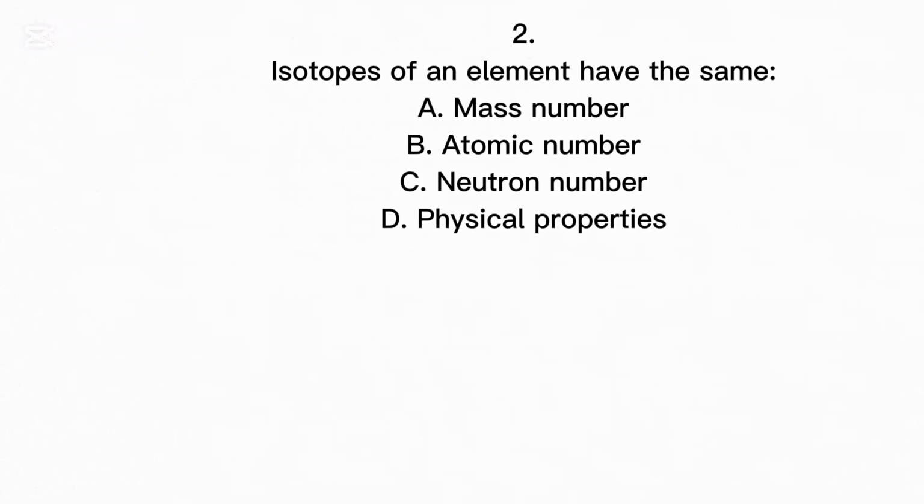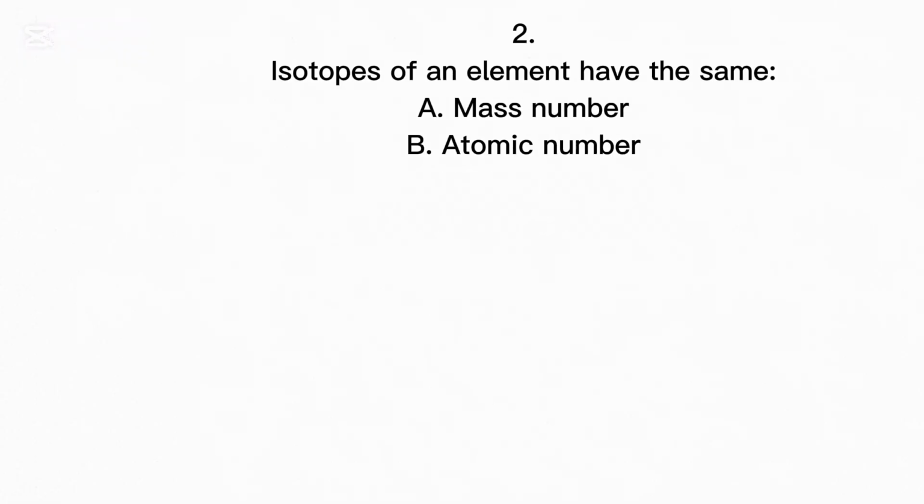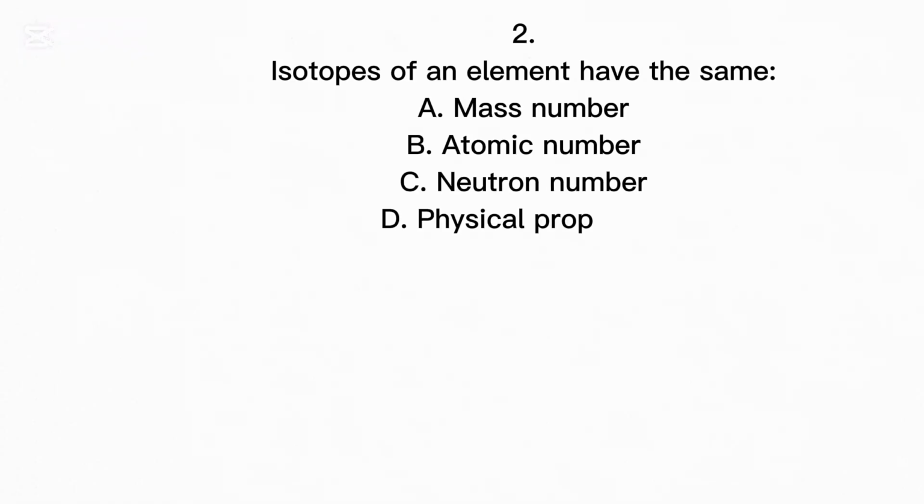Question 2. This question is very simple, but students do fail this type of question. The reason is that they think the question is too simple. Now, this question is being tweaked. The question is: isotopes of an element have the same A. Mass number, B. Atomic number, C. Neutron number, D. Physical properties.